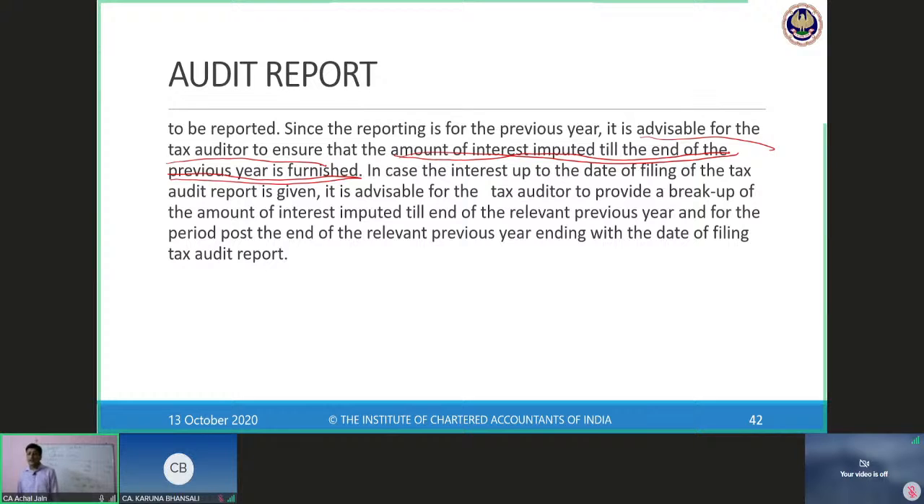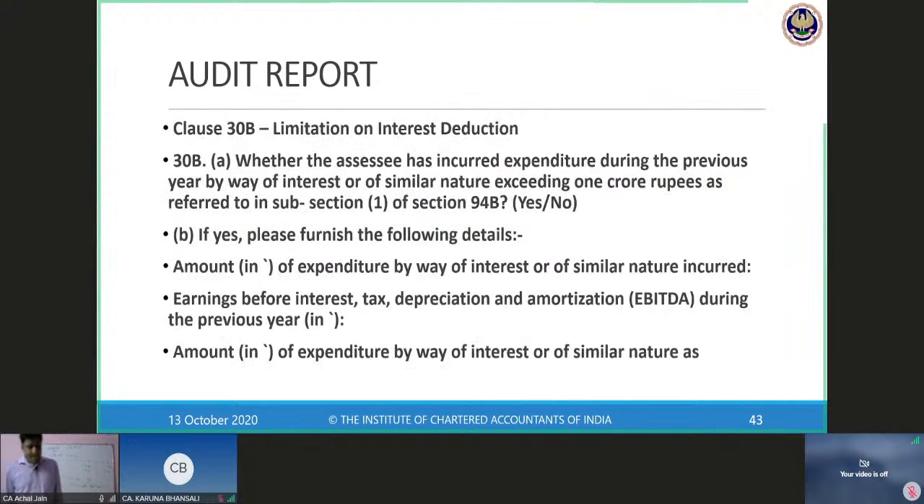In case the interest up to the date of filing of tax audit report is given, it is advisable for the tax auditor to provide a breakup of the amount of interest imputed till the end of relevant previous year and for the period post the end of relevant previous year, ending with the date of filing the tax audit report. Then we'll move on to the next clause, which is about section 94B, in respect of limitation on interest deduction.